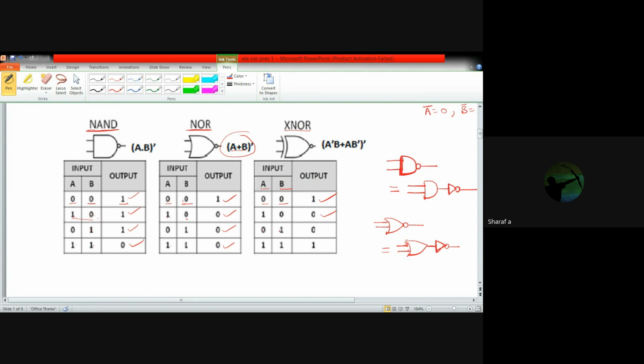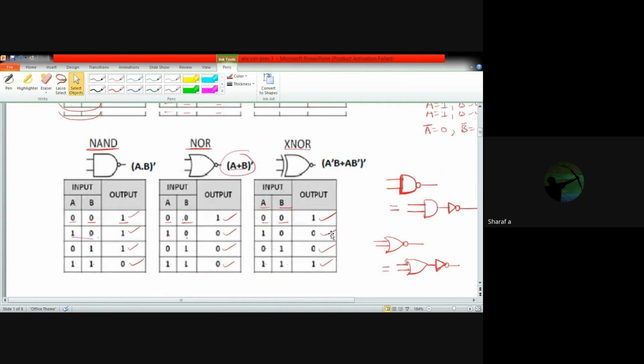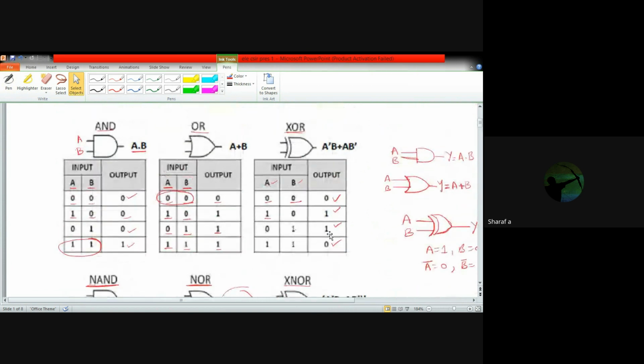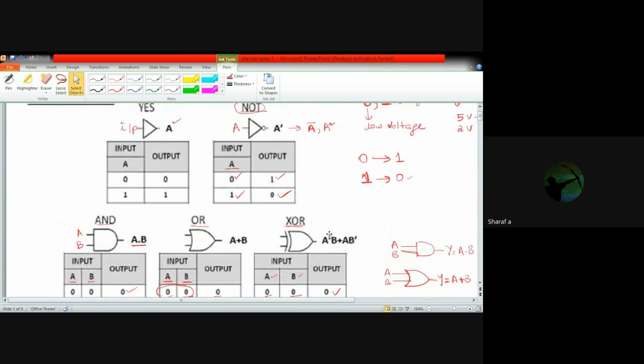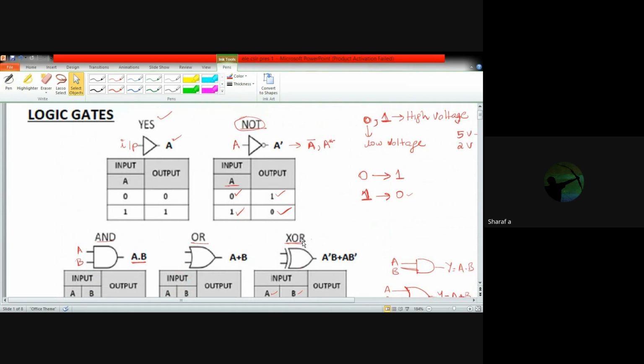And the third one, 0 and 1, the inputs are different. So for the XOR gate, the output has to be 1. But in the case of the XNOR gate, you take the complement of that, then you will get 0. Then 1 and 1, both inputs are the same. So for the XOR gate, you should get 0, and for the XNOR gate, you should get 1, the complement of 0. So these are the important gates, all the logic gates that we have to consider when you look into different logical circuit problems.